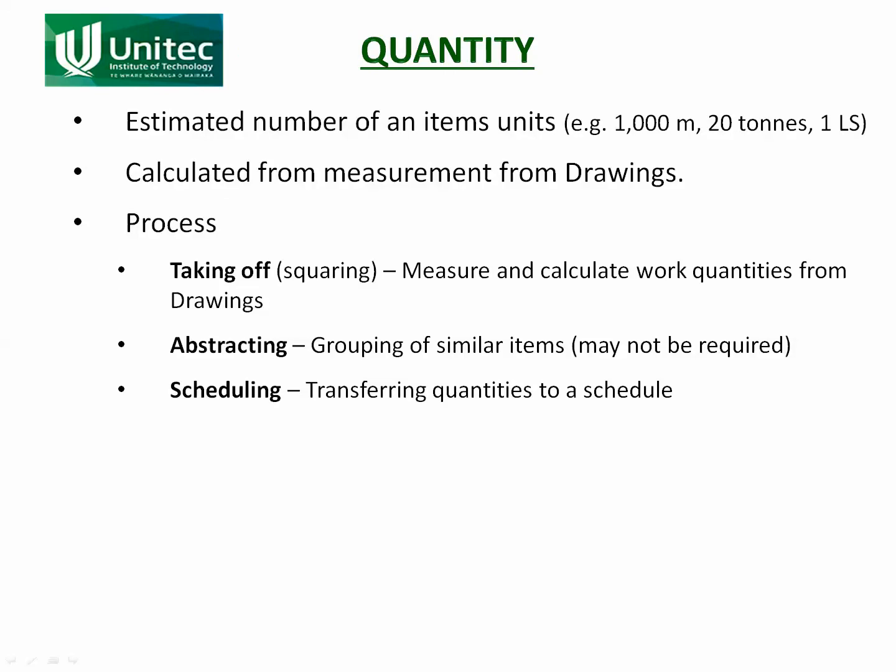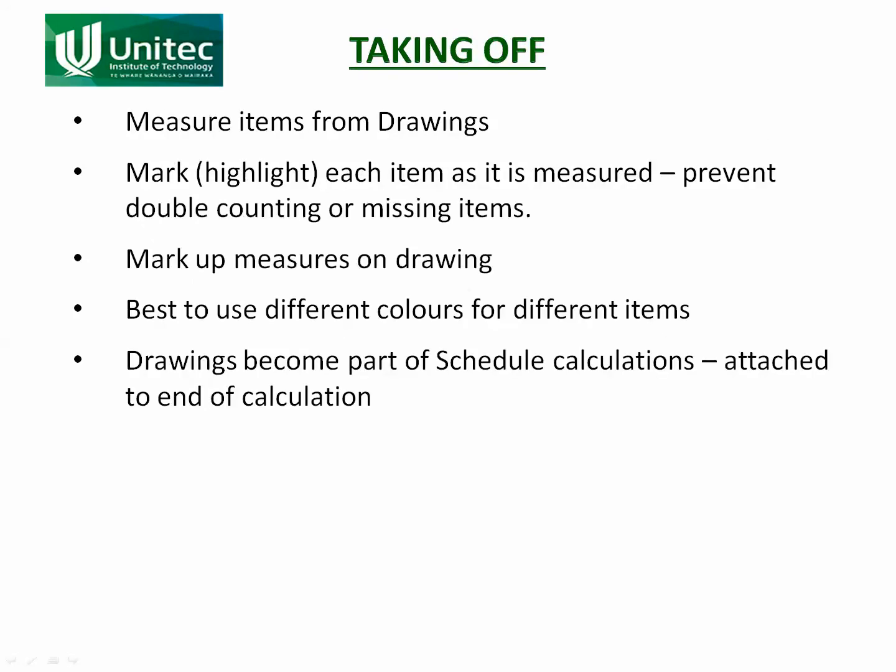So the quantity is the estimated number of units. It's calculated from the measurement of the drawings, and I've already talked about that process of taking off, abstracting and scheduling. So taking off is you're measuring the items from the drawing, and the best way to do that is to take a set of drawings and then mark each item as you measure it.